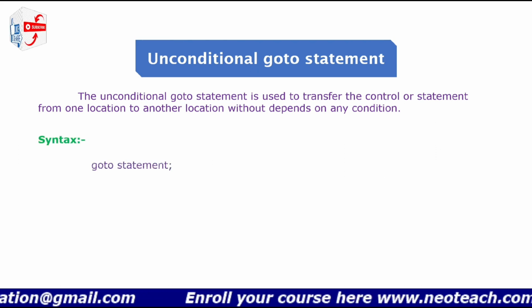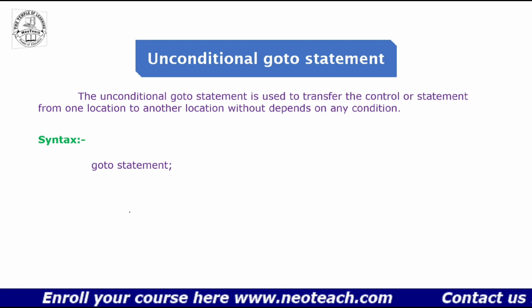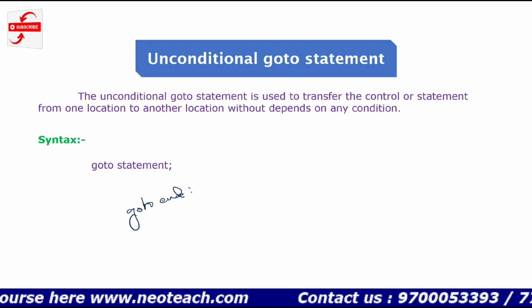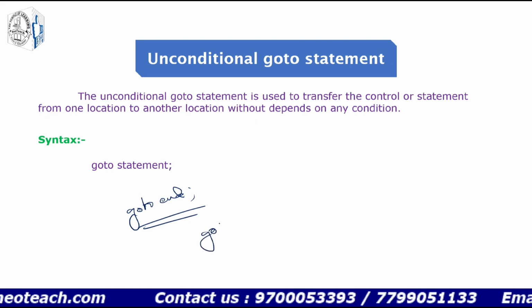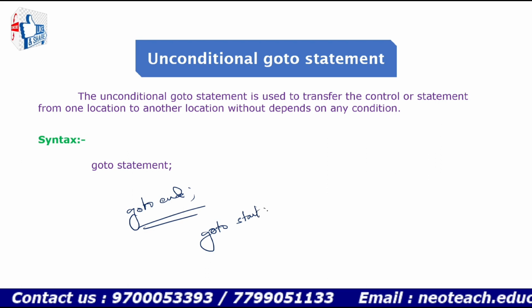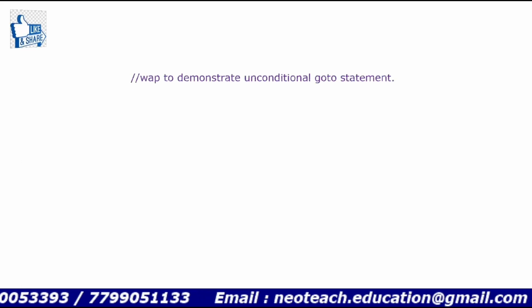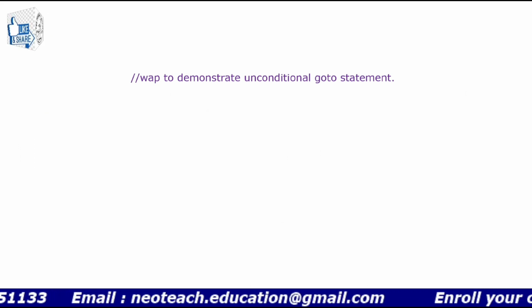For example, directly a goto statement. Simply we can mention, for example, goto end, so we go to the end of the program. Or like previously we took one static block, so goto start, directly goto the start block. The same program we can discuss here: write a program to demonstrate the unconditional goto statement.